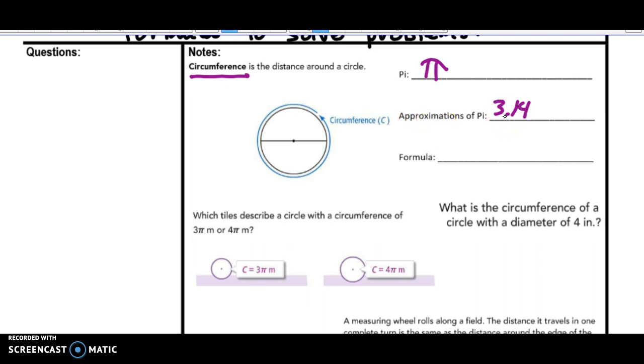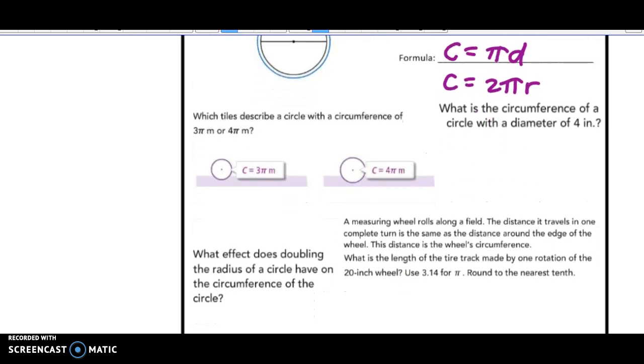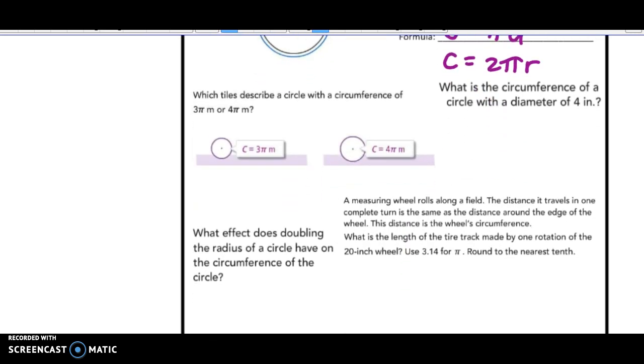So when I use my circumference formula, I can say circumference equals pi times the diameter, or I could say circumference equals 2 times pi times the radius. These really say the same thing because remember my diameter is 2 times the radius. So two different ways of writing the same formula. So whenever I'm using it, I always need to start by writing the formula.